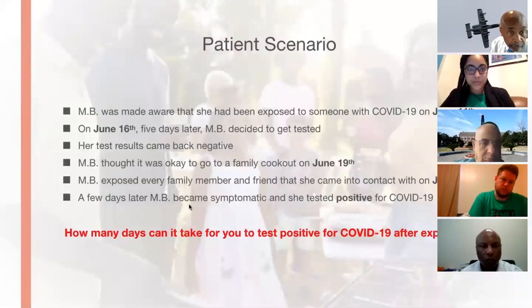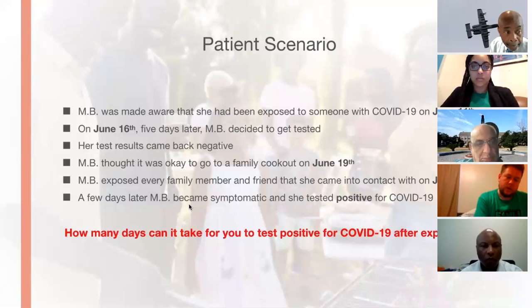Let's walk through a little patient scenario to see how easily COVID-19 can be spread. MB was made aware that she had been exposed to someone with COVID-19 on June 11th. On June 16th, 5 days later, MB decided to get tested. Her test results came back negative. MB thought it was okay to go to a family cookout on June 19th. MB exposed every family member or friend that she came in contact with. A few days later, even though MB got tested, she got tested too soon, and therefore she received a false negative result.